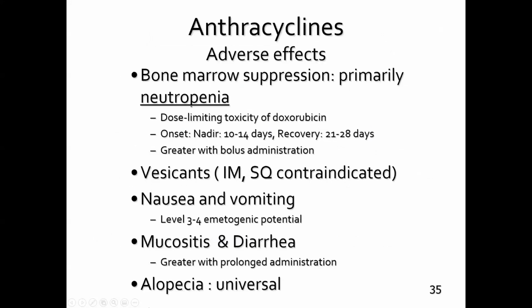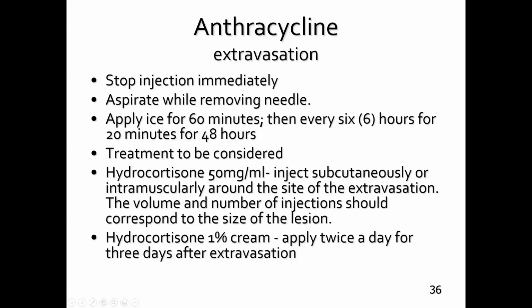All right, some other toxicities. Bone marrow suppression is primarily neutropenia, which is the dose-limiting toxicity. Nadir is 10 to 14 days, recovered in 3 to 4 weeks. It's definitely a vesicant, so IM and subcutaneous are contraindicated. I'll mention extravasation on the next slide. Nausea and vomiting is level 3 emetic potential. So when you have your AC regimen, you're going to use an NK1 inhibitor, 5-HT3 inhibitor, and a steroid. Mucositis and diarrhea, as with most medications, you get greater GI toxicity when you get longer infusions, and alopecia is going to be universal.